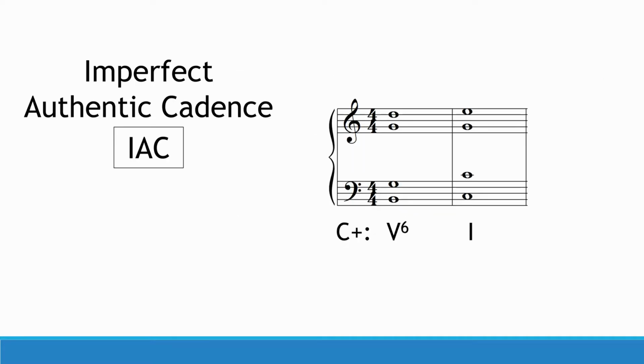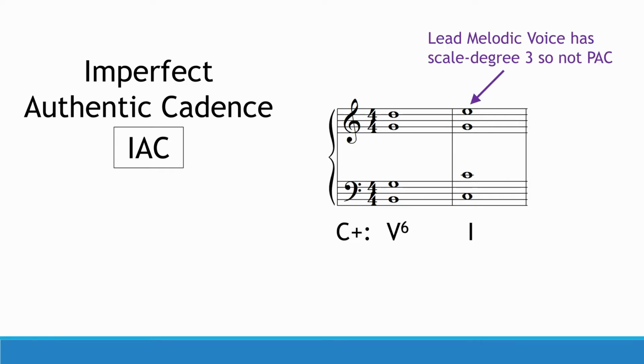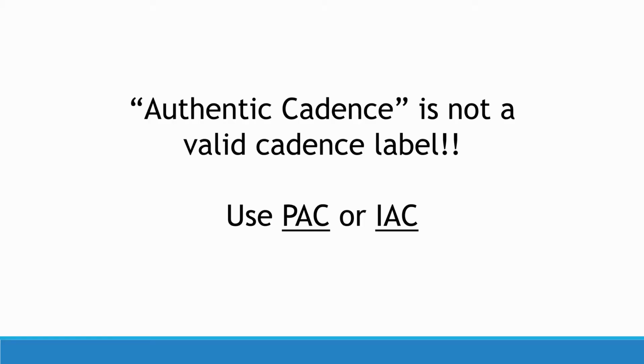Imperfect authentic also has the progression 5 moving to 1, but basically if any of the other criteria are broken, that's when it becomes imperfect. So for example, if your melody is on a note that is not scale degree 1, scale degree 3 or scale degree 5, or if either of your chords is inverted, then it automatically becomes an imperfect authentic cadence. I'm going to really emphasize here that just using the term authentic cadence is not going to be a valid answer in this class, and I will mark it wrong. Seems like maybe I'm being a little bit too fussy about that, but there's a very specific reason for it.